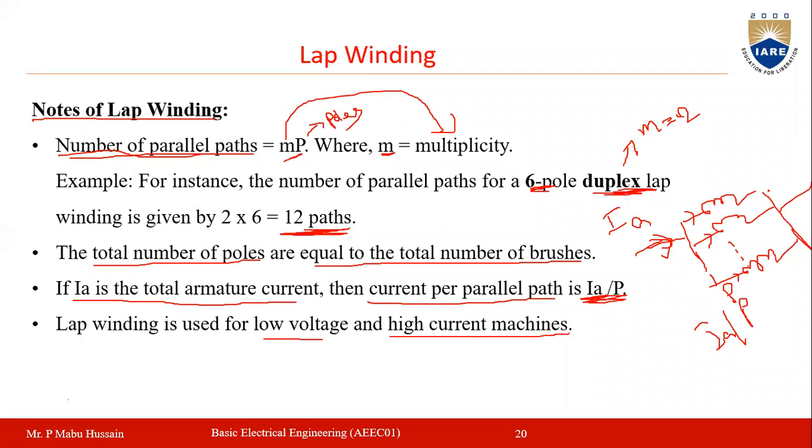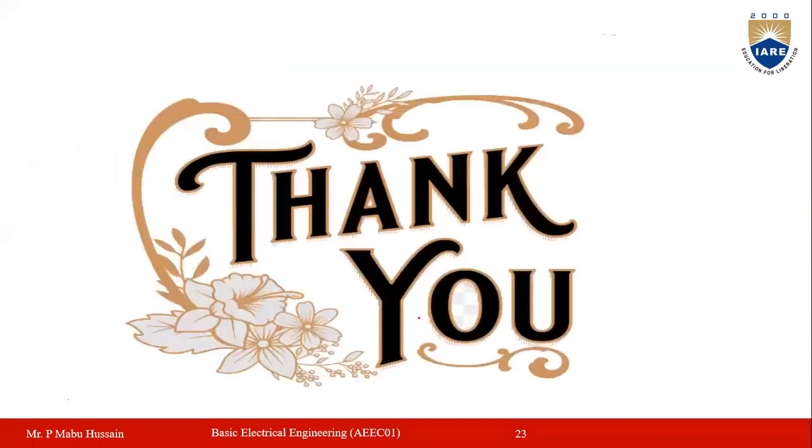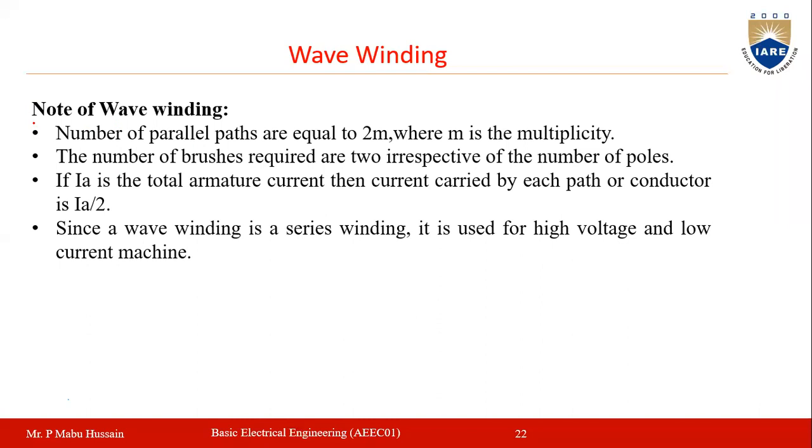Why? Because here the windings are in parallel. So in a parallel circuit, current will be more and voltage will be less. So this type of winding will be used for low voltage and high current DC machines. Okay, so now if you observe the notes for wave winding.